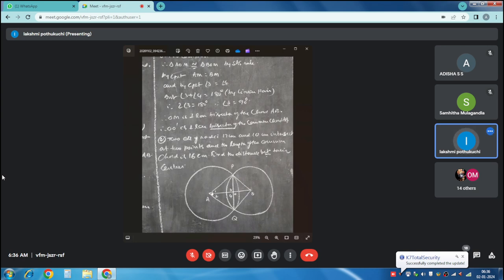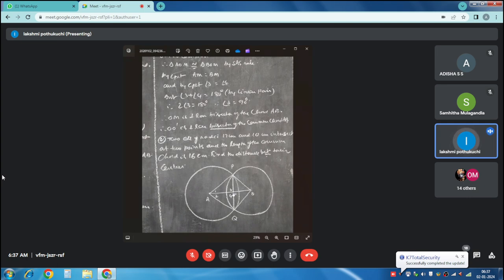Okay. So, triangle AOP is a right triangle in which the hypotenuse is 17, and one side is equal to 8 because the bisector is half of it. This is 17, this is 8, and AO we should find out. 17 is AP, this is 8. AO answer is 15. Children, 8, 15, 17 are Pythagorean triplets.